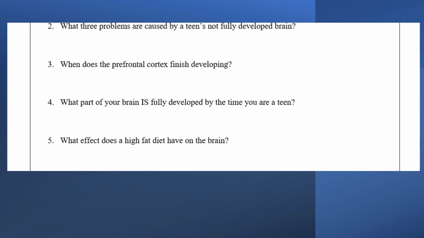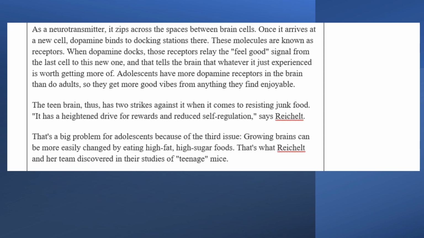Next thing, question 5 says, what effect does a high-fat diet have on the brain? If you go back up to the last one we read, it said, growing brains can be more easily changed by eating high-fat, high-sugar foods. So what effect does it have? It makes the brains more easily changed.